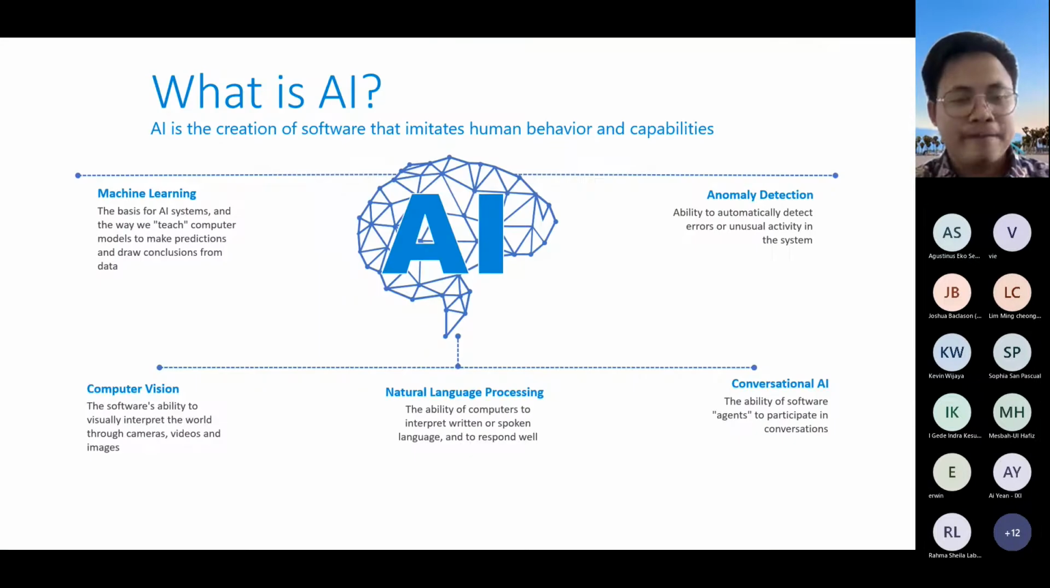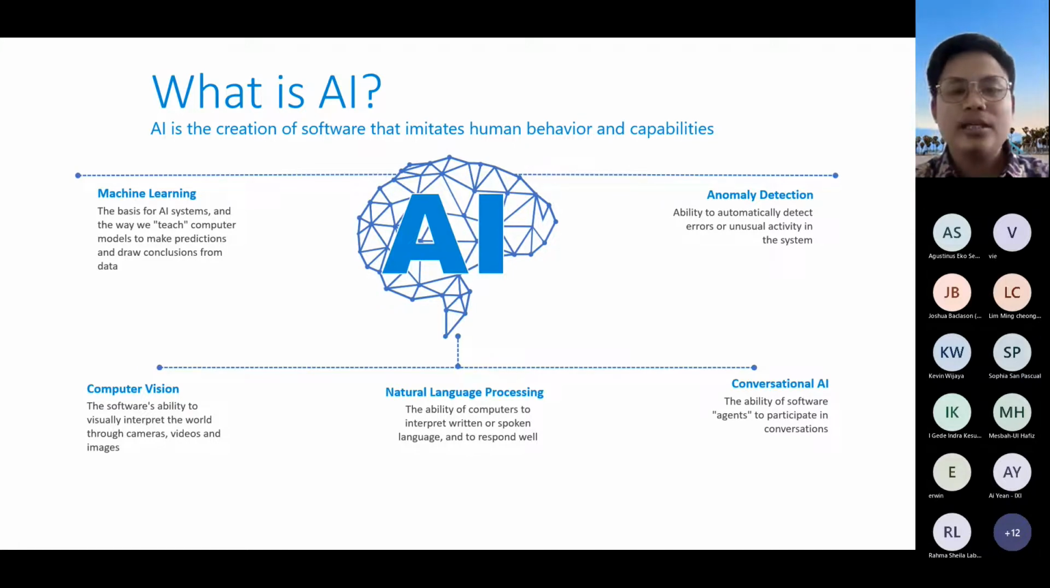Okay, what is AI? AI is the creation of software that imitates human behavior. So you can highlight this sentence: human behavior and capabilities. So AI can be used like a human. You can see and hear about something that a human can do.